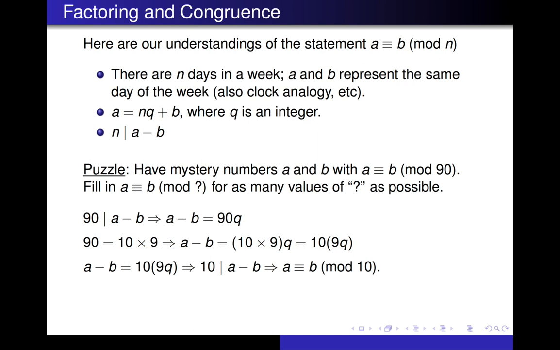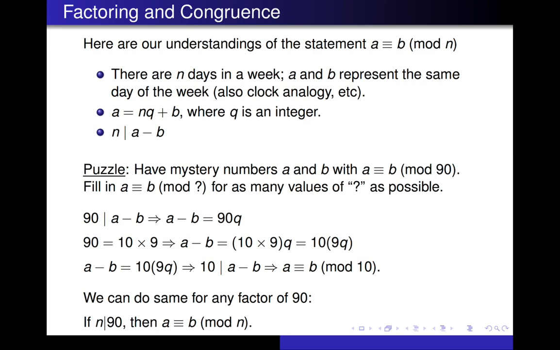Now, there was nothing special about 10 except that it was a factor of 90, right? We were able to factor 90 into 10 times 9 and then use that to show that A is congruent to B mod 10. You can do that with any factors of 90. If you want to do it with 2 times 45, you get A minus B is equal to 2 times 45Q, and that would tell you that A is congruent to B mod 2. So that tells you that if n is any factor of 90, then A is congruent to B mod n.